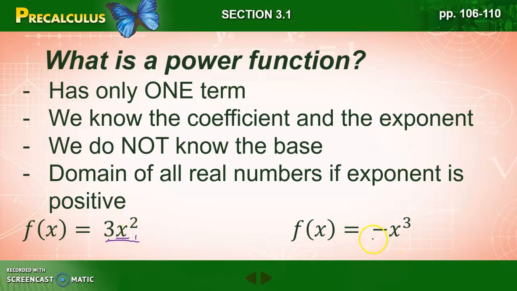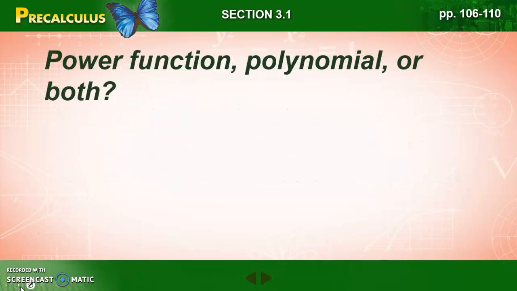Take a look at this one. It has only one term. Check. We know the coefficient and the exponent. We've got a coefficient of -1 and an exponent of 3. Check. We don't know the base. That's our x term. Check. And our domain will be all real numbers if the exponent is positive, and in this case, the exponent is positive. Now remember, a power function can have a negative exponent, but for right now, we are not going to do anything with those. We're going to get to those later, but just remember that is a power function right there. It just won't have a domain of all real numbers like we saw with our positive exponents here.